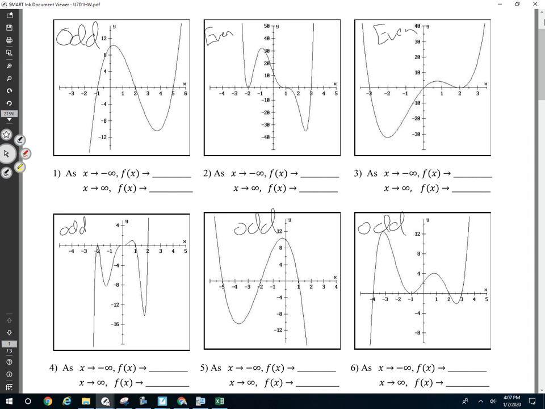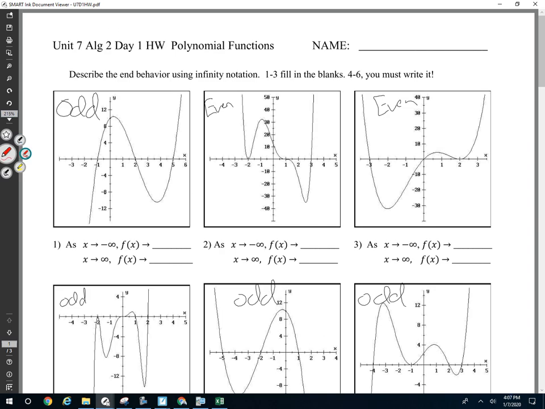Fantastic. Now, tell me the end behavior, Mr. Irwin. As x approaches negative infinity, I'm going to make it easy for you, and I'll make it harder for everybody else. That means I'm going to the left. If I'm looking to the left, am I going up or down? Down, and how can I write that? Negative infinity. And then as I'm looking to the right, if I'm going up or down? Up, which means infinity. Beautiful.